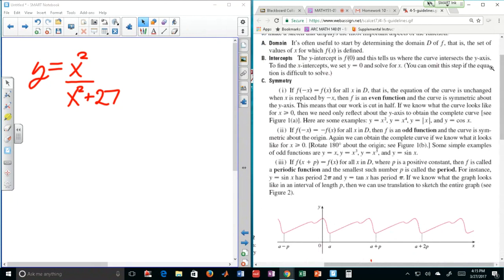Okay, so we know our domain is not going to include... Right. So since this bottom part is equal to the square root of -27, does that mean there aren't? No. Well, the square root of -27, does it exist? Well, no. So does that mean it's in all real numbers? Okay, sure.